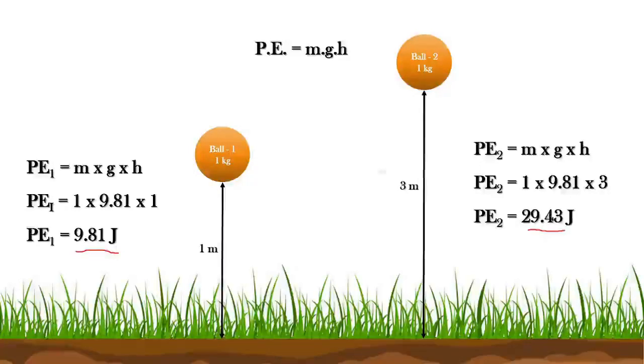So as we can see, the difference between the potential energies of these two balls, which have the same mass but different positions, that is height in this case. Potential energy is the maximum for the ball which is located at more height. Hence, we can say that the potential energy is the energy stored in an object because of its specific state or position relative to other objects.